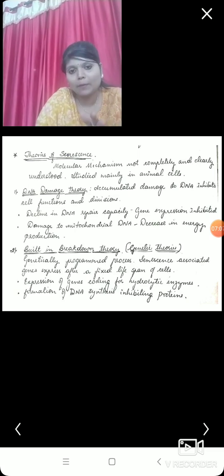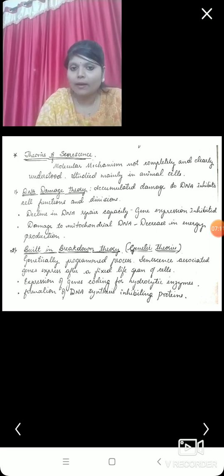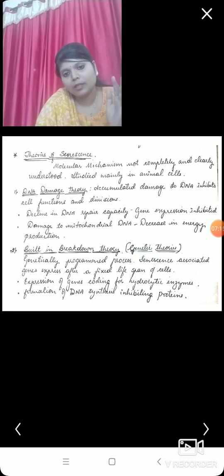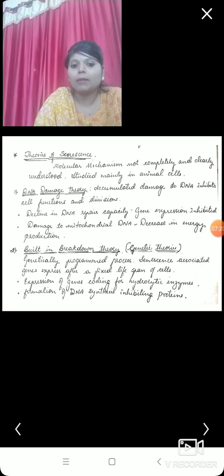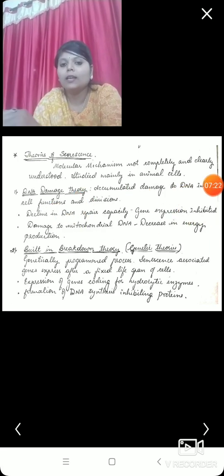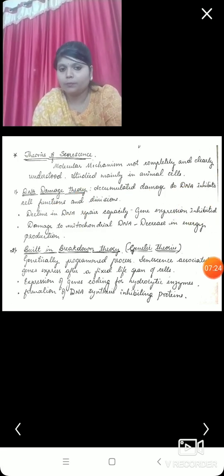If there is any damage in the DNA, they will try to fix the problem first, repair it, but if that is also not possible, then the cell is led to death. Okay, there is also damage in the mitochondrial DNA and a decrease in the energy production.